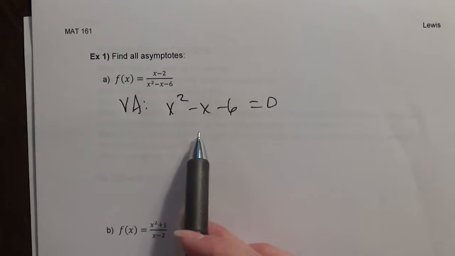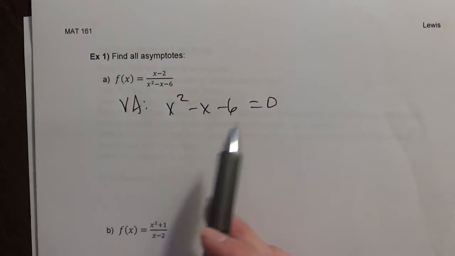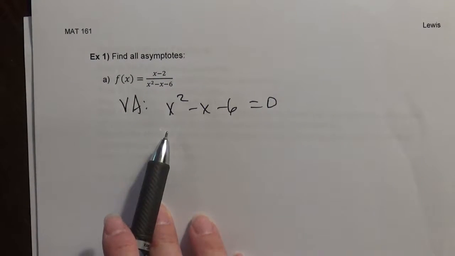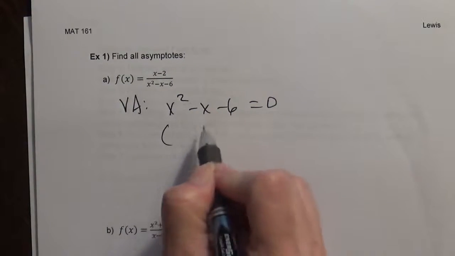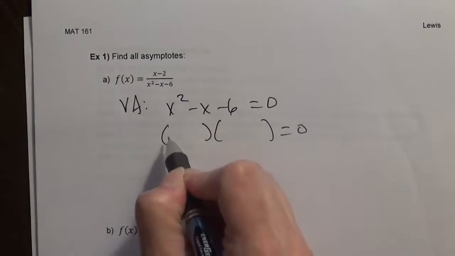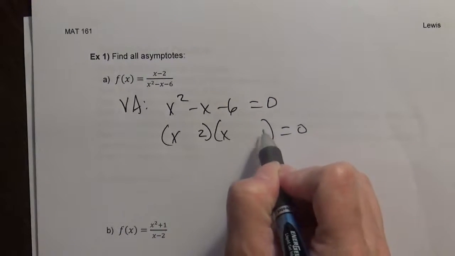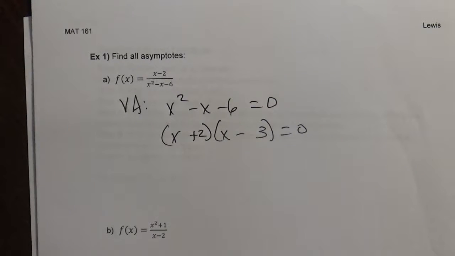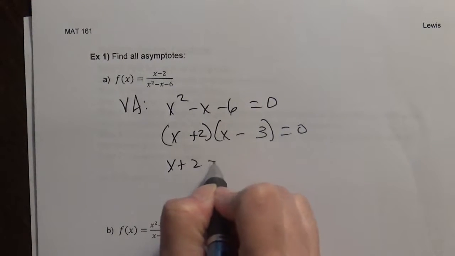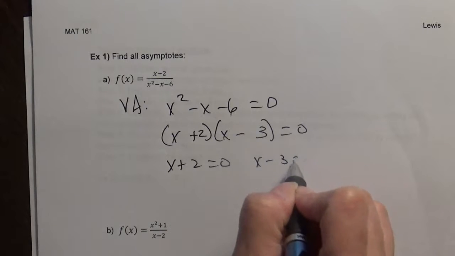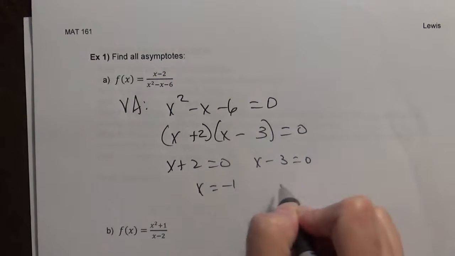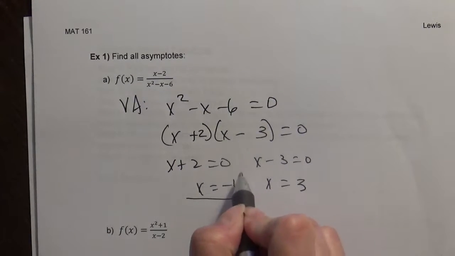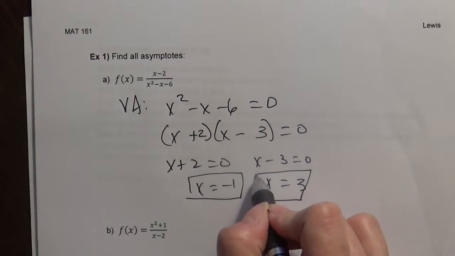So what do you do? Well, I'm sorry, it's similar to finding x-intercepts. I shouldn't say exactly the same. How do we solve this? We've got a quadratic equation. Let's see if we can factor it. I can do 2 times 3. I'm going to make my 3 negative and my 2 positive. I get x plus 2 equals 0, or x minus 3 equals 0. So I get x equals negative 2, x equals positive 3. So I have 2 vertical asymptotes.